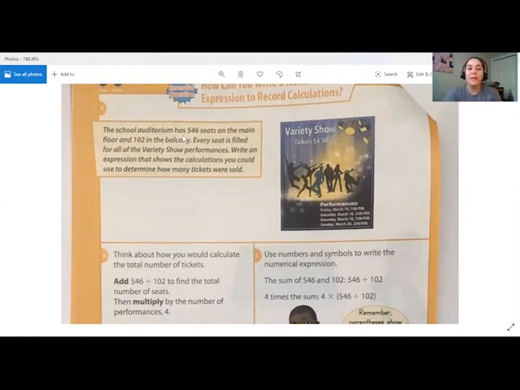The school auditorium has 546 seats on the main floor and 102 in the balcony. Every seat is filled for all of the variety show performances. Write an expression that shows the calculations you could use to determine how many tickets were sold. So there's quite a bit of important information here. I'm going to go ahead and circle our numbers. So we have 546 seats on the main floor, 102 in the balcony. Every seat is filled for all of the variety shows.